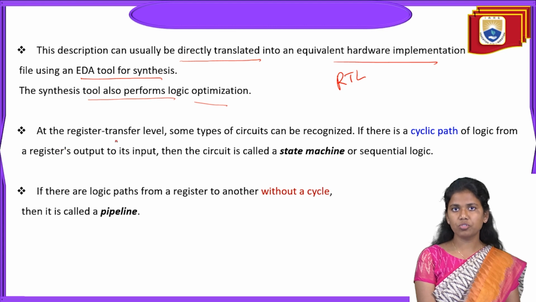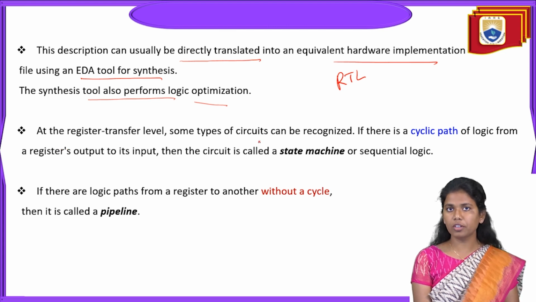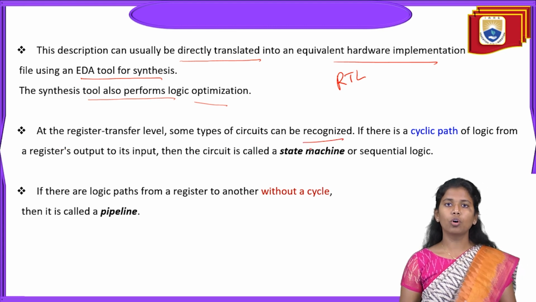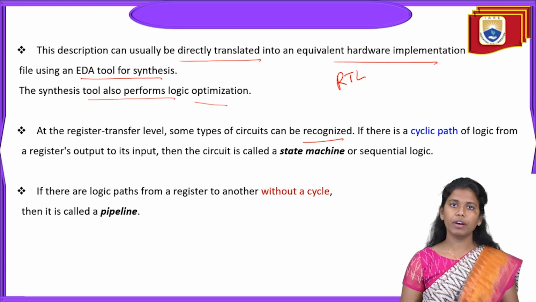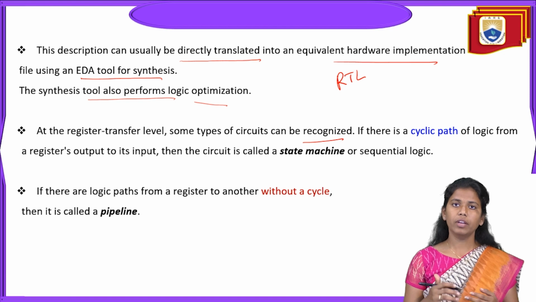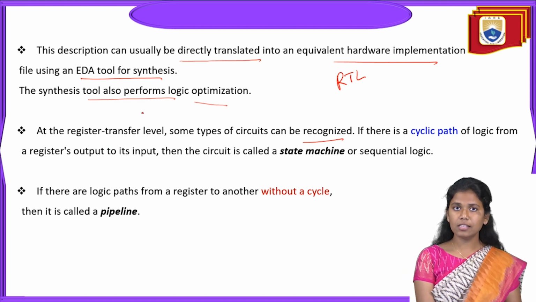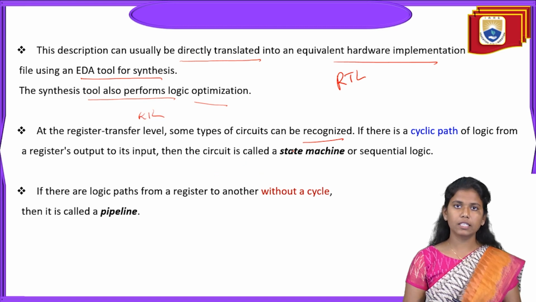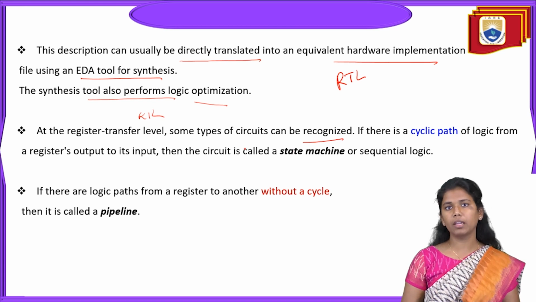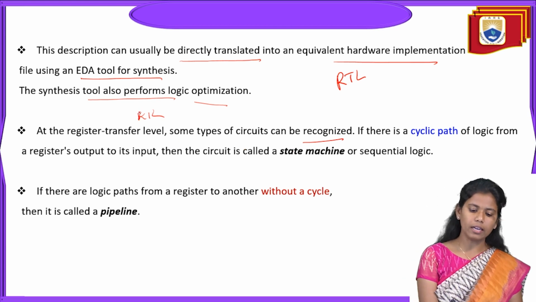And then at the RTL level, or the register transfer level, some types of circuits can be recognized. As I said, this is one way of abstraction. There is a higher way of abstraction where it creates a high level of implementation. So at this RTL level, some types of circuits can be recognized easily.